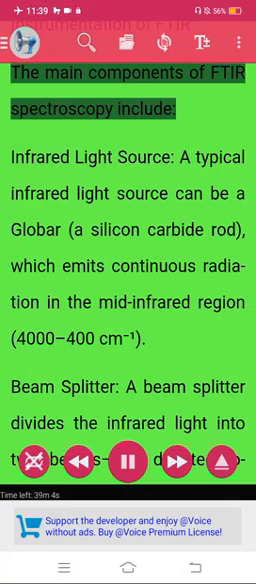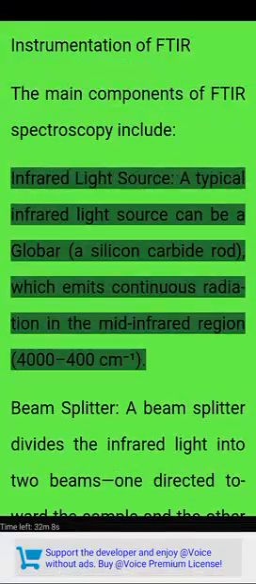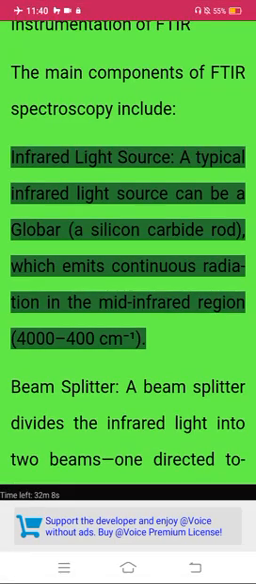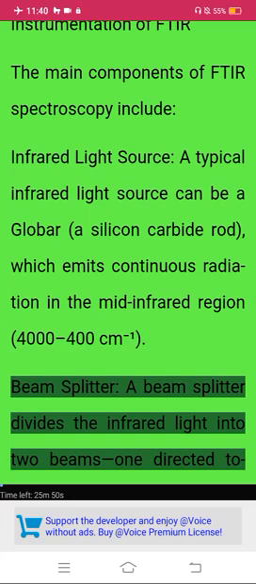Instrumentation of FTIR. The main components of FTIR spectroscopy include the infrared light source. A typical infrared light source can be a globar, a silicon carbide rod, which emits continuous radiation in the mid-infrared region, 4,000-400 centimeters. Beam splitter. A beam splitter divides the infrared light into two beams, one directed toward the sample and the other toward the reference.